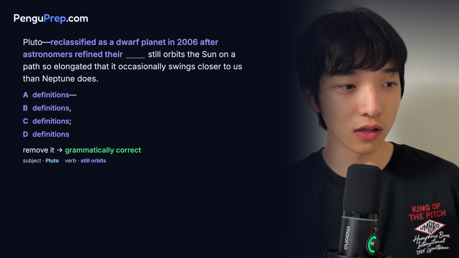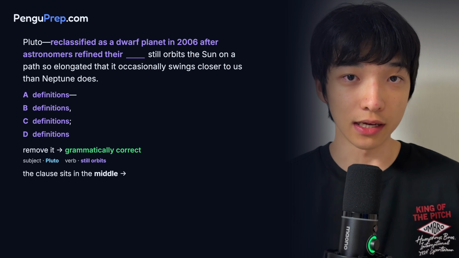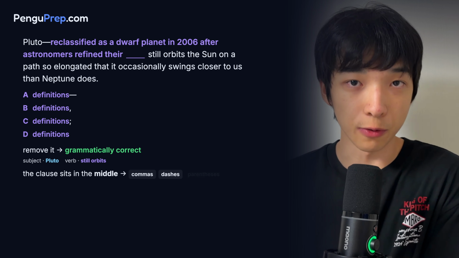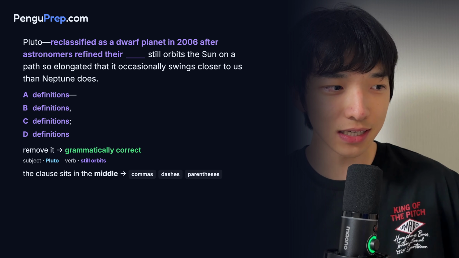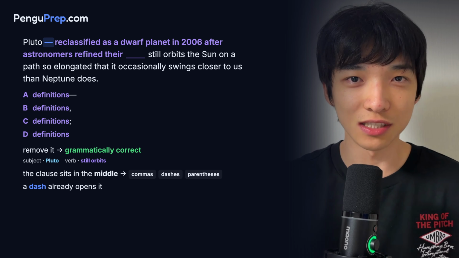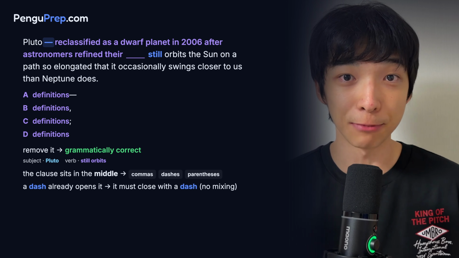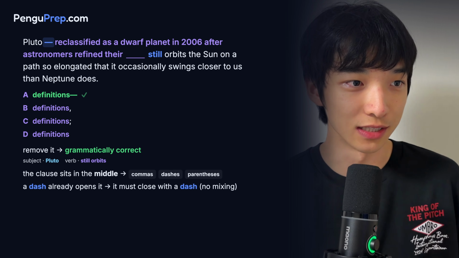Now, the non-essential clause is in the middle of a sentence, and so it can either be surrounded by commas, dashes, or parentheses. But we already see that there is a dash in the beginning. So to complete the rule, this means that there needs to be a dash at the end, because I told you that these commas, dashes, and parentheses can't be mixed up. So the correct answer is going to be A.